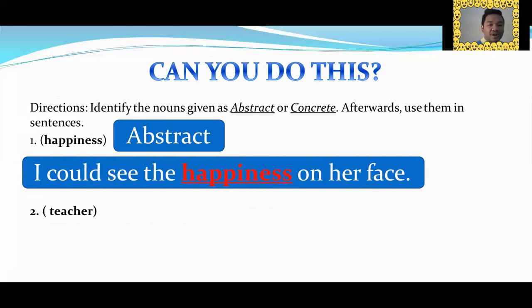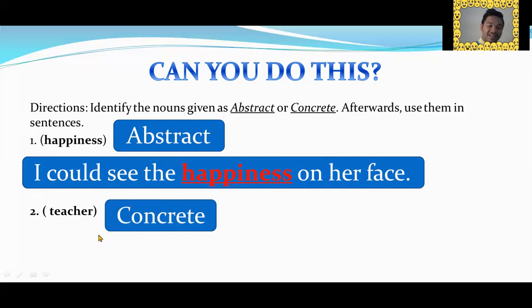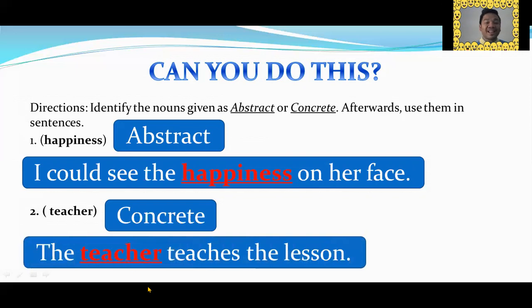Okay. So that's it. Next, teacher. Okay, teacher is an example of concrete noun. Why? You can see the teacher, you can touch the teacher. And how can you make an example or a sentence using the word teacher? So you can say the teacher teaches the lesson. Okay, so the teacher teaches the lesson.